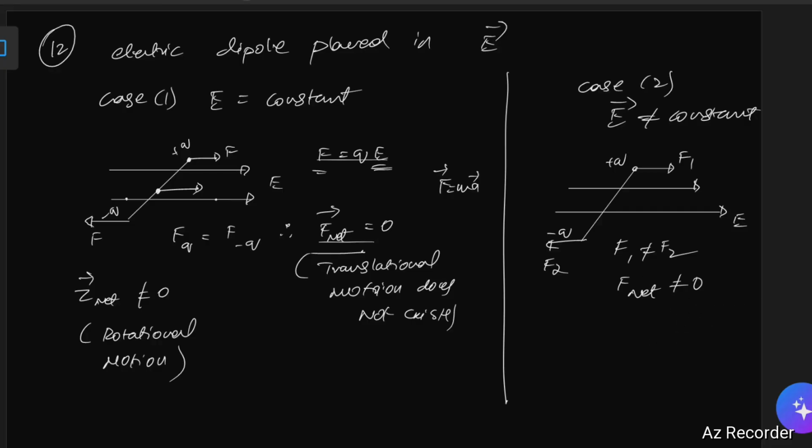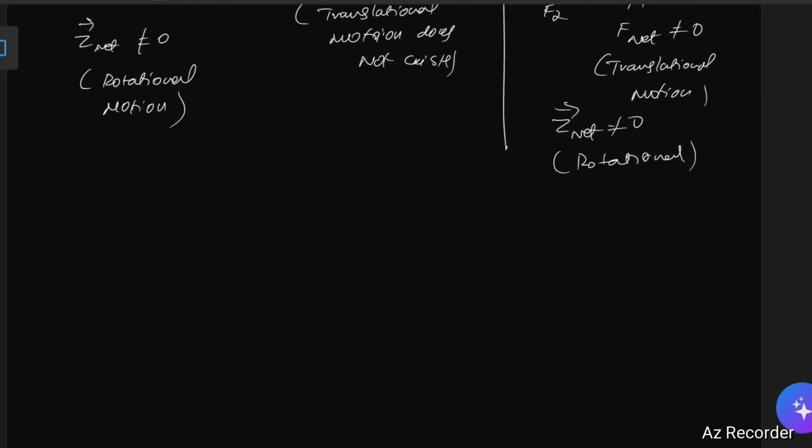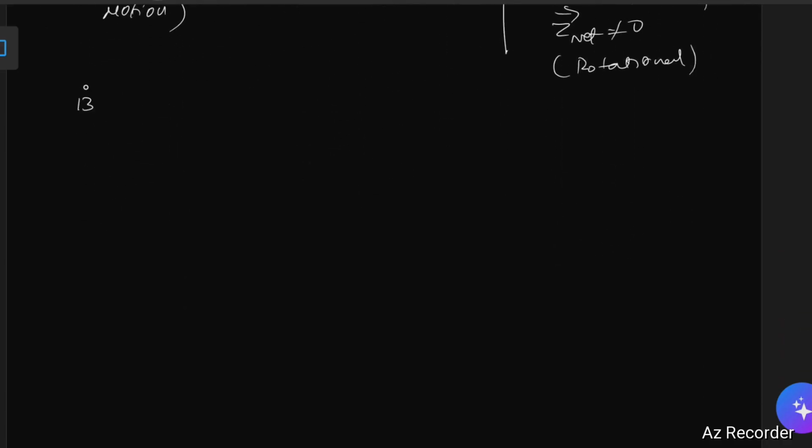So there can be translational motion. Now, what about torque? The net torque is not zero anyway. So whether it is a uniform field or a non-uniform field, torque exists. That means rotational motion always exists. So I hope the distinction is clear. Right.